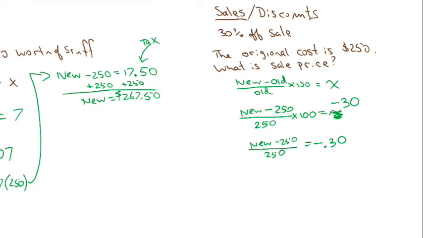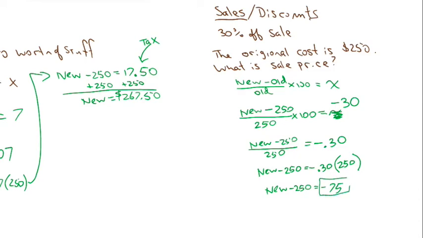All right, next step would be multiply by the 250 in the denominator. So you get new minus 250 is equal to negative 0.30 times 250. When you multiply 250 on the left, they cancel. It introduces itself on the right. What's 30% of 250? 75. Yes. So this would be new minus 250 is equal to negative 75.